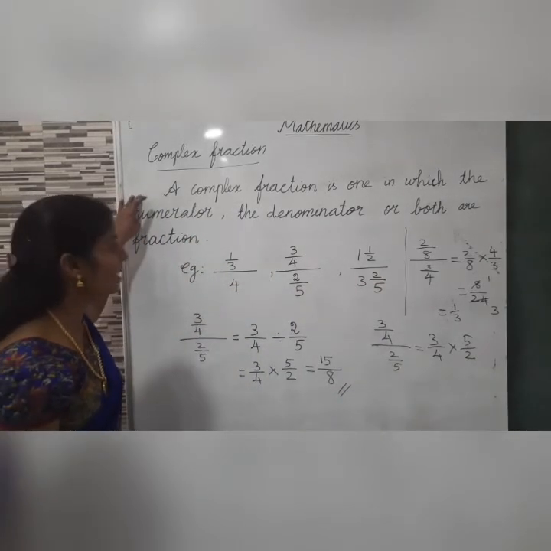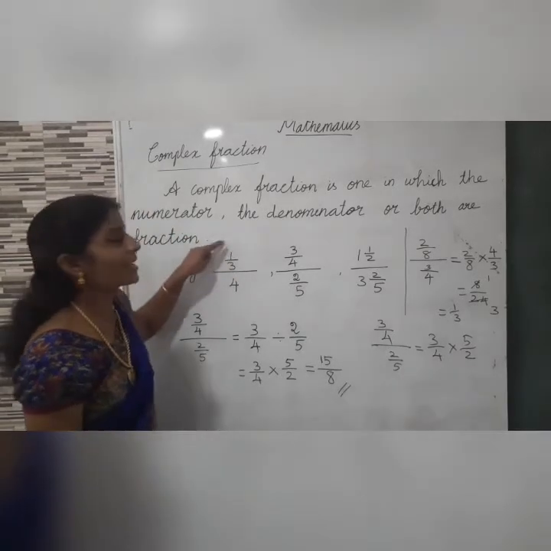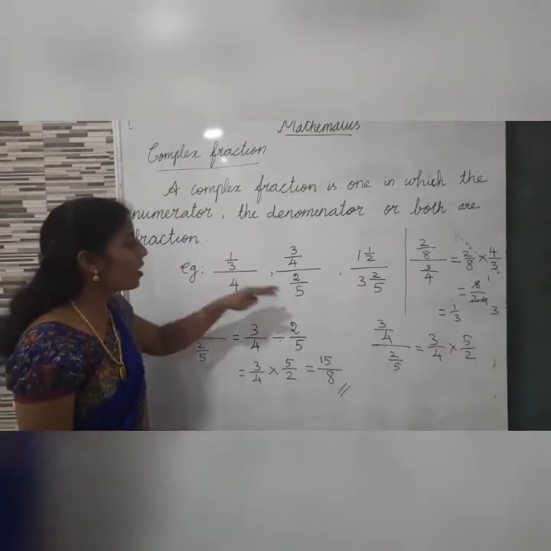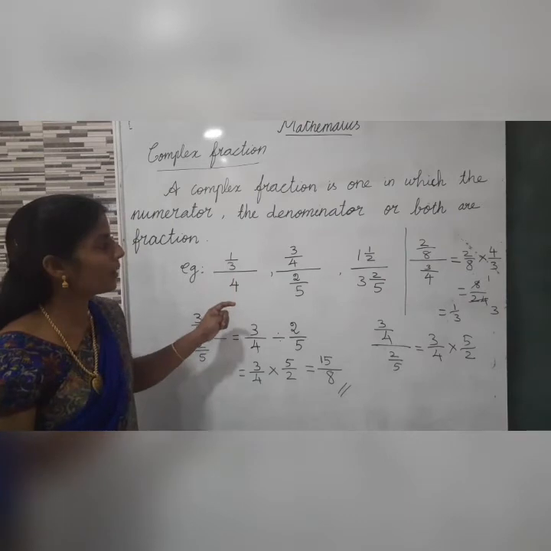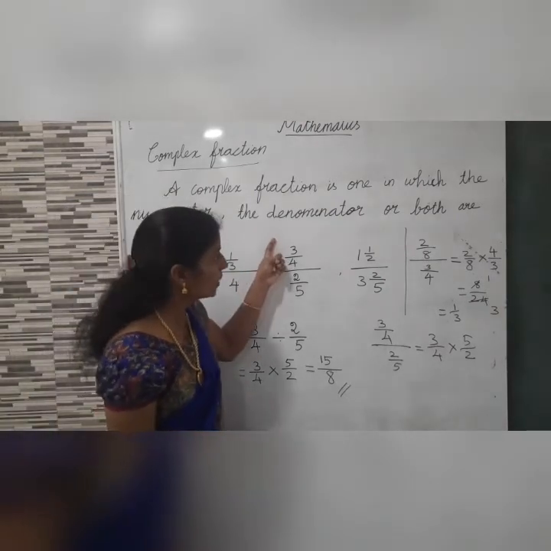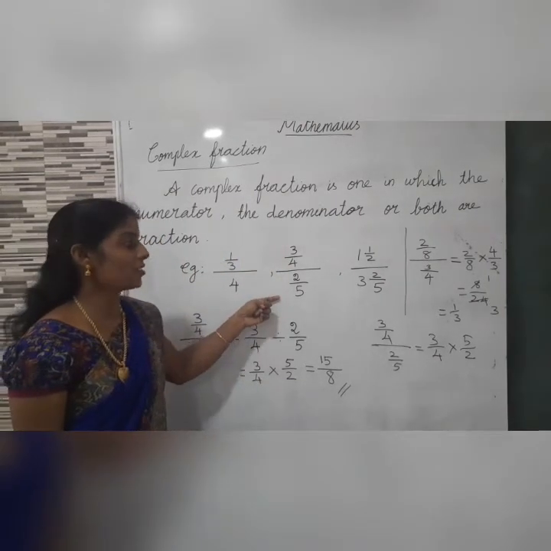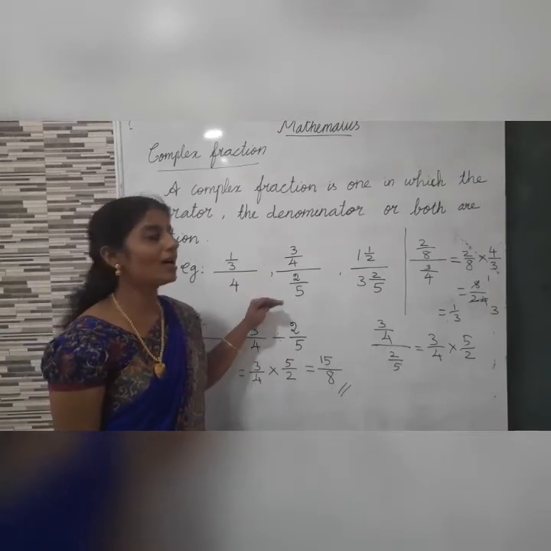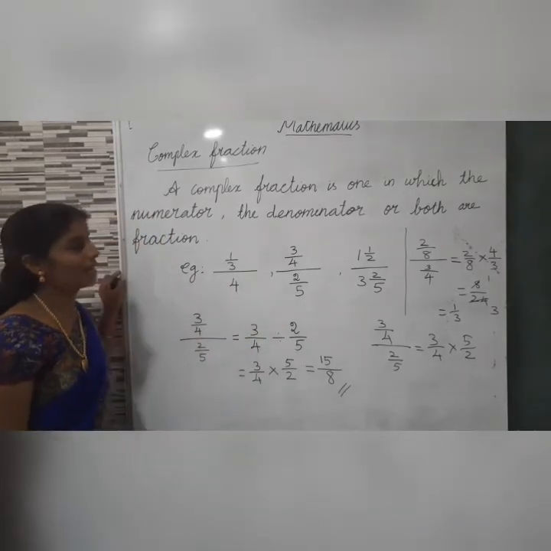Are you clear what a complex fraction is? A complex fraction means that the numerator is in fraction form, or the denominator is in fraction form, or both the numerator and the denominator are in fraction form. That is called a complex fraction. Are you clear?